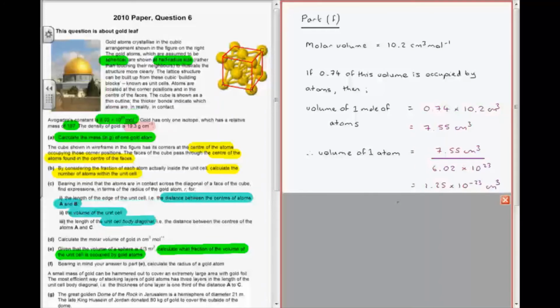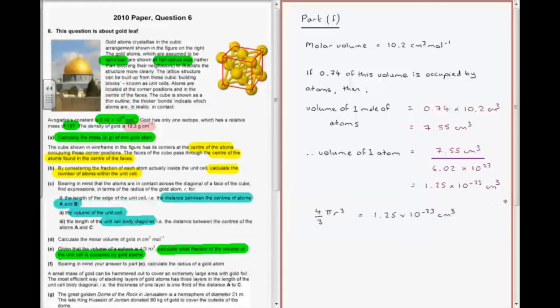Finally then, if the volume of a sphere is given by 4/3 pi r cubed, then we know that 4/3 pi r cubed is equal to 1.25 times 10 to the minus 23 centimeters cubed. Solving that equation then for r, we find that the radius of a gold atom is equal to 1.44 times 10 to the minus 8 centimeters, which is approximately in the scale that we would expect.